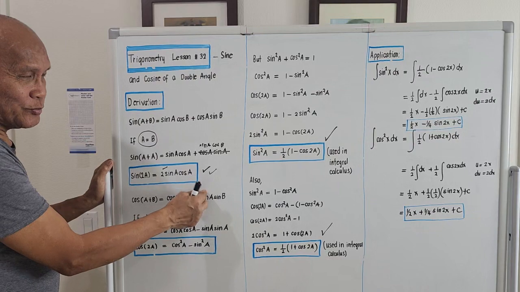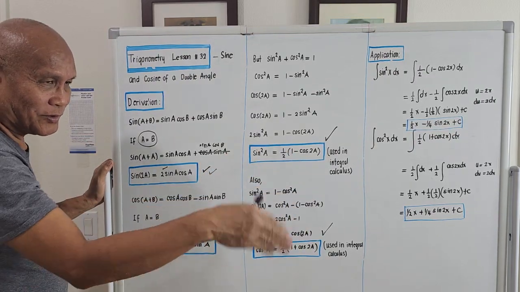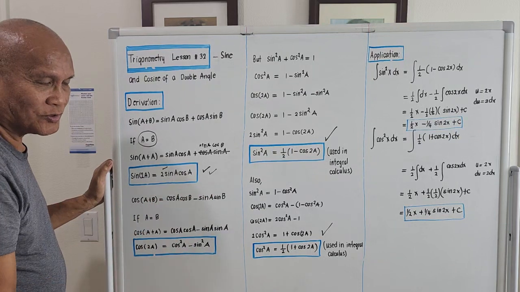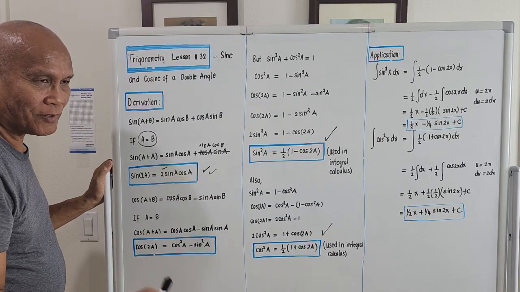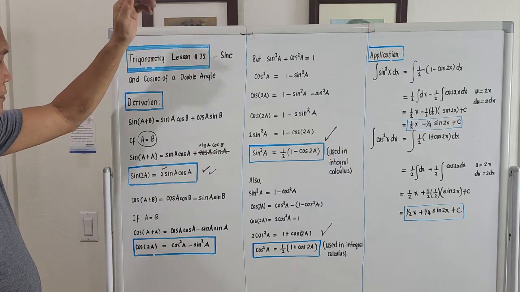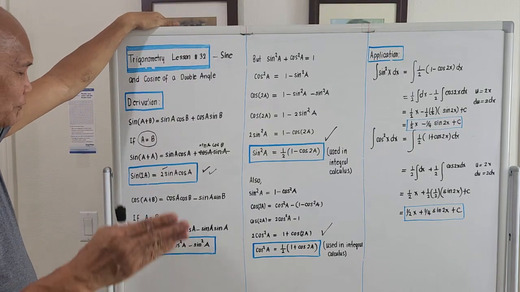Try to memorize this, because when you go up to the so-called study of integral calculus, you will be needing this one in the so-called solution of integration involving powers of trigonometric functions. Okay, let's try to derive cosine.